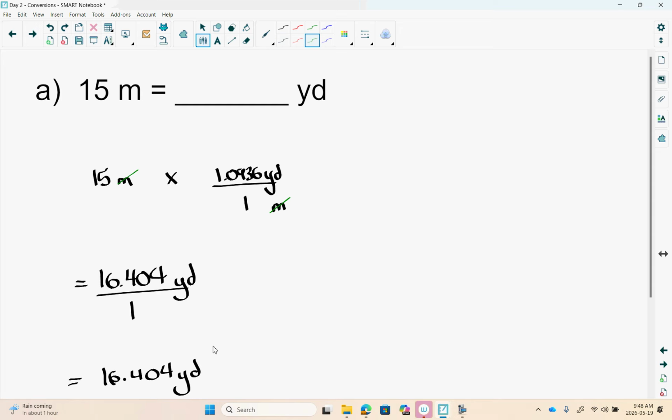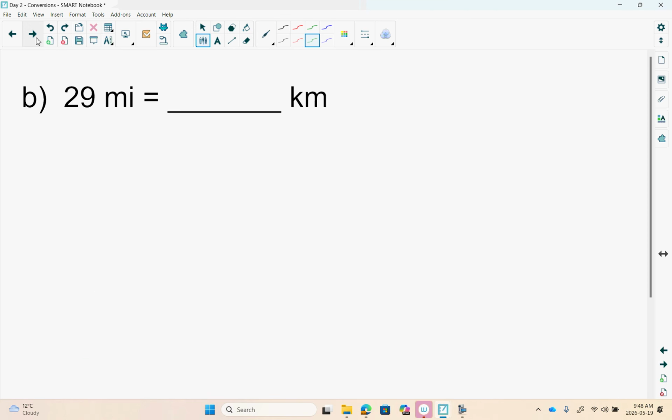So my answer is 16.404 yards. 15 meters is 16.404 yards. That's why they call a meter stick a yardstick, because they're pretty close. Not quite the same. Everyone okay with that? That was going from the metric system, or the international system, to the imperial system. Part B goes from the imperial system to the metric system.